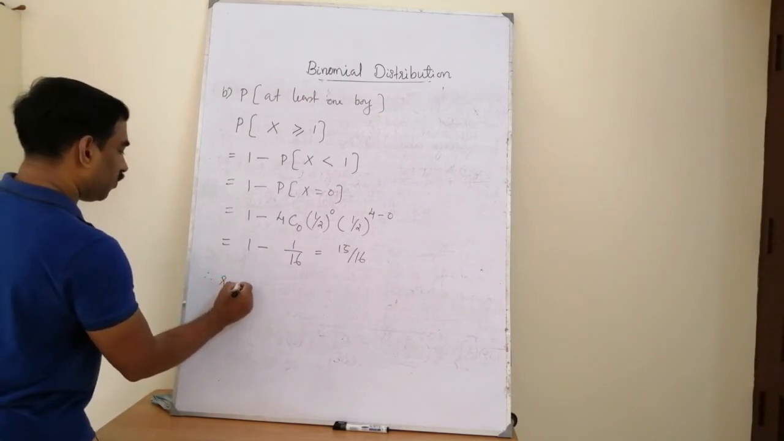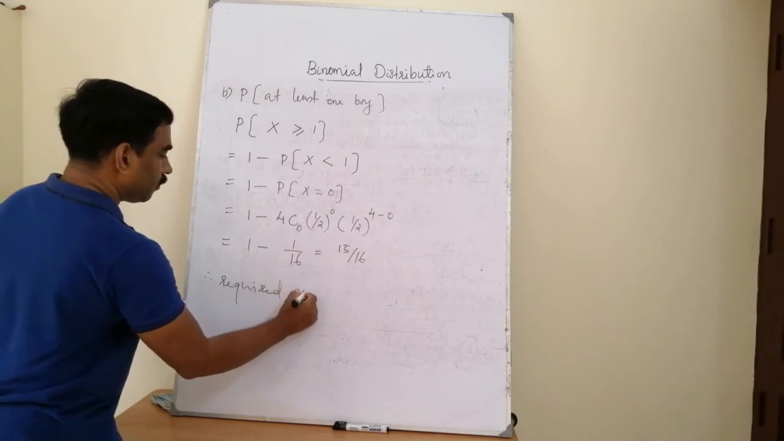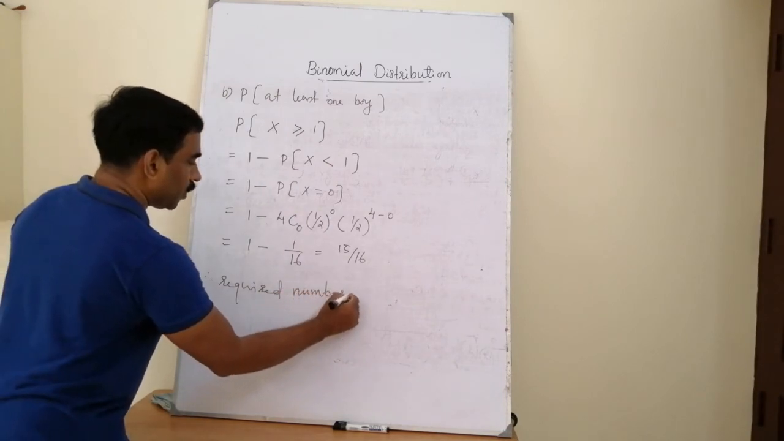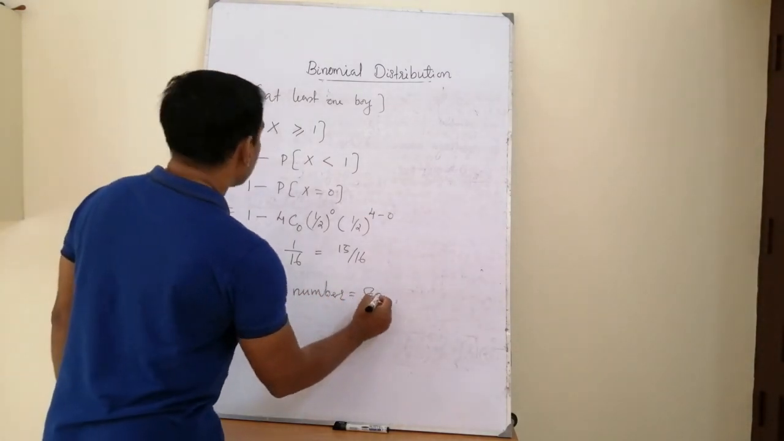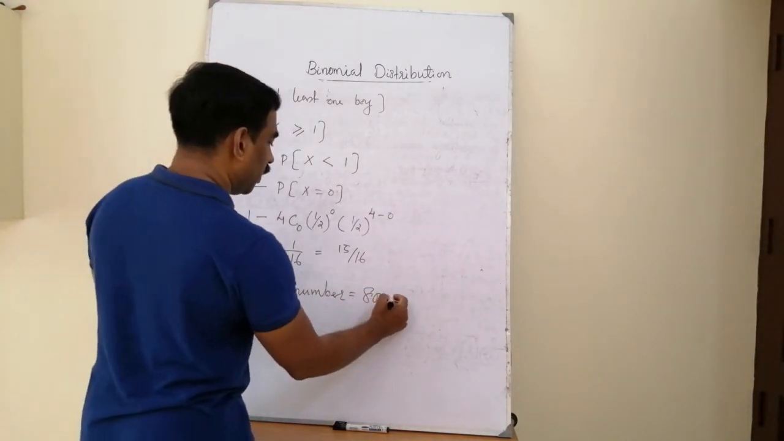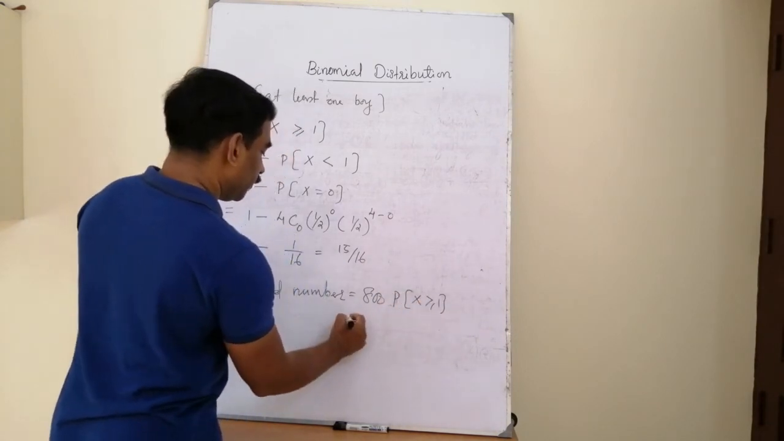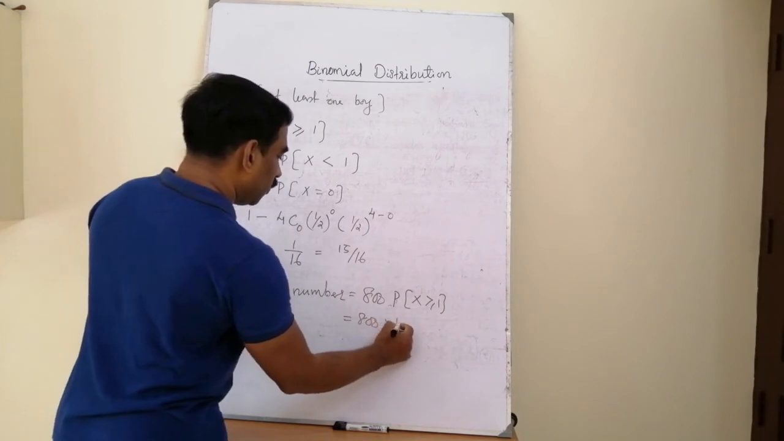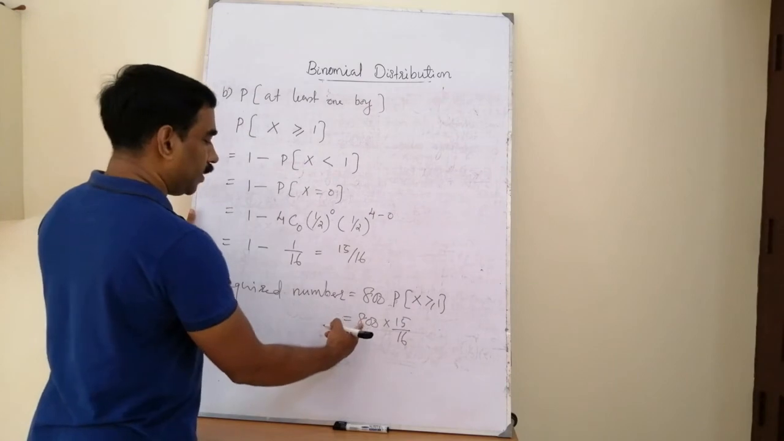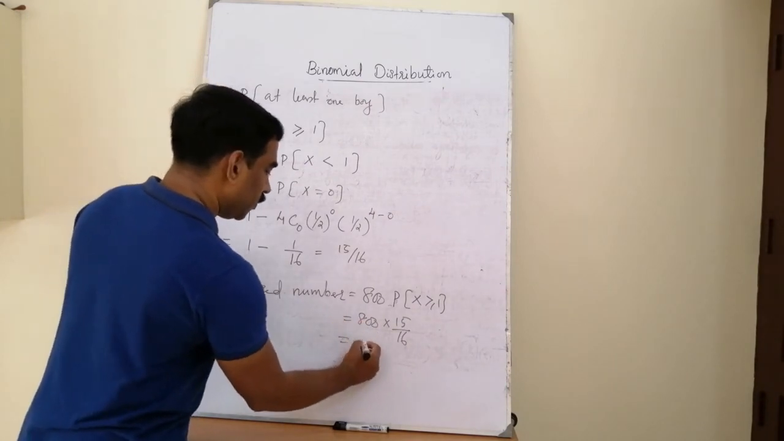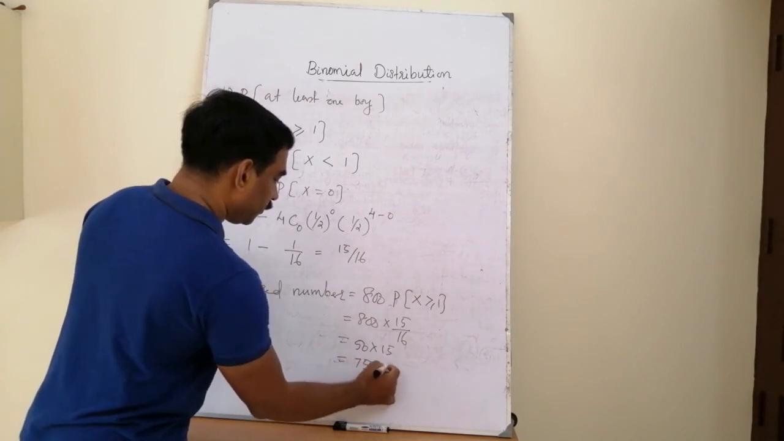And therefore the required number of families out of 800 families, that is, out of 800 families we have to compute the number of families having at least one boy, that is given by 800 into the probability of X greater than or equal to 1, which is 800 into 15 by 16. Cancelling 16 and 800, we get 50. 50 into 15, that is 750.